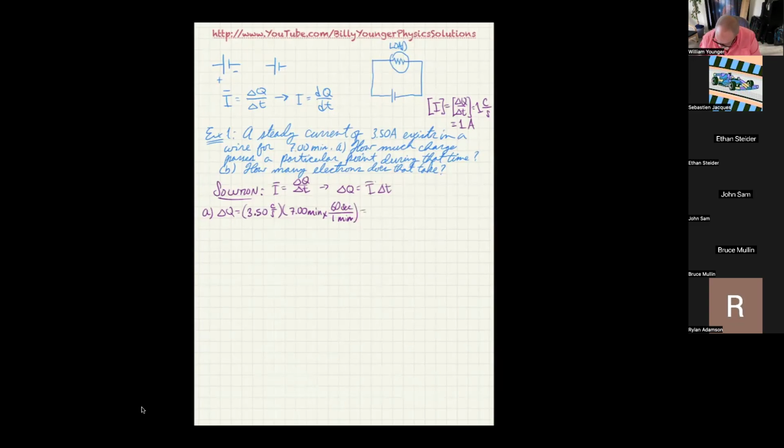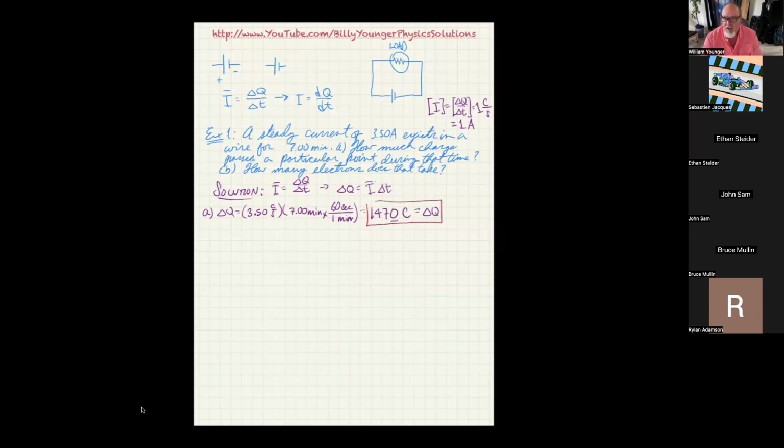So the ultimate answer is 7 times 60, which of course is 420. And then you're going to multiply that by 3.50, and that gives me 1,470. So that's 1,470 coulombs that are passing by in the 7 minutes that they asked about. Anybody have any questions on that?